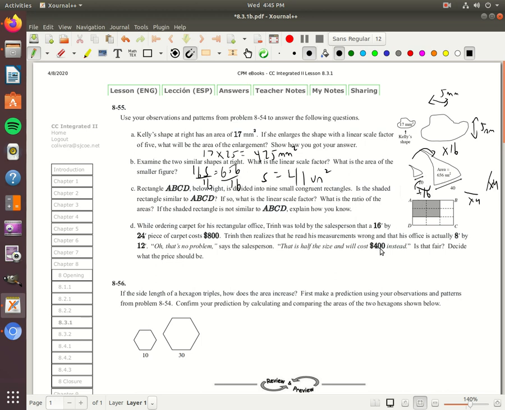So rectangle ABCD at right is divided into 9 small congruent triangles. So you can see we start with the bigger triangle. Is the shaded rectangle similar to ABCD? Yeah, it is. It's got the same shape. It's a different size, right? The scale factor here, it's going from big to small.